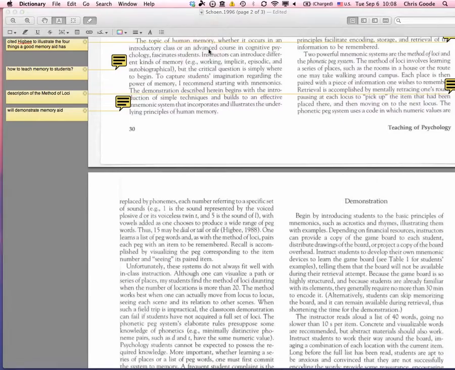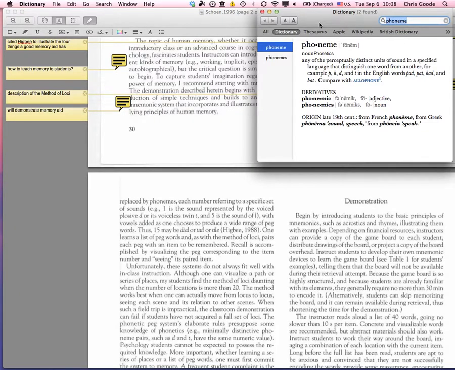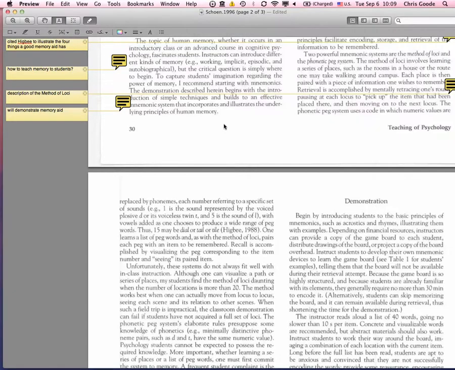So we're going to go to the dictionary. Oh, look, there it is, a phoneme. Any of the perceptually distinct units of sound in a specified language that distinguish one word from another. For example, p, b, d, and t. Those are letters, but I actually did know what a phoneme was. So I know that they're referring to the sounds p, b, d, and t, and how they're different from the letters, because we have letters that have more than one sound, and letter combinations that make even more, and things like that. So this Phonetic Peg System uses a code where numeric values are replaced by phonemes.